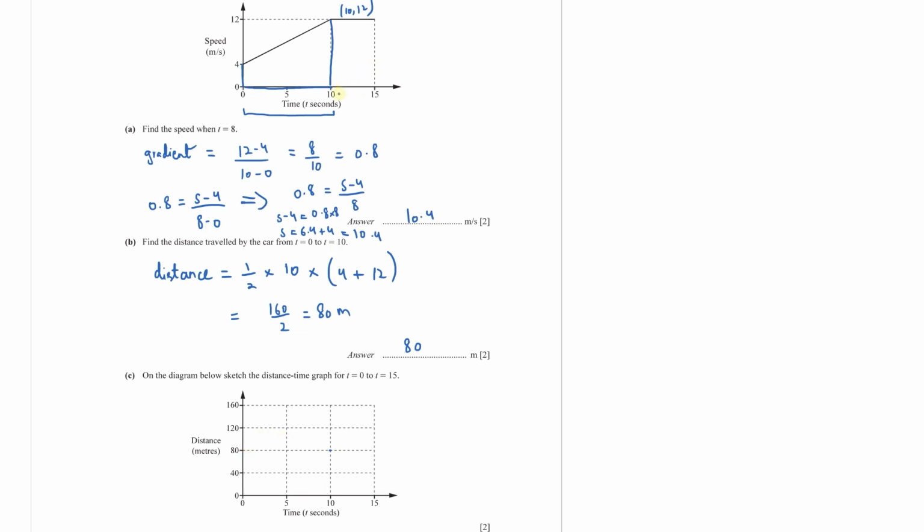I can also calculate the distance traveled till t equals to 15 if I just calculate this area as well. So let's say distance traveled from t equals to 10 till t equals to 15 is equals to this area, which is a rectangle with one side, this side is 5 and this side is 12. So you will have 5 times 12, which is 60 meters.